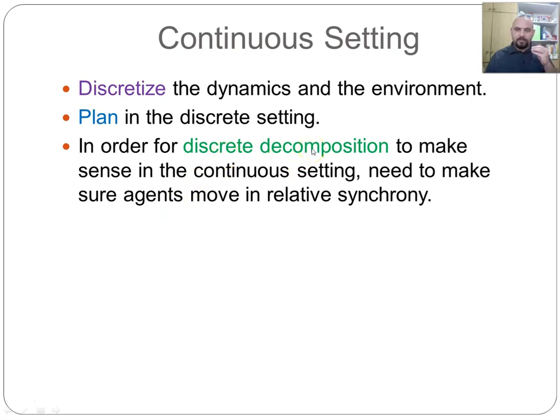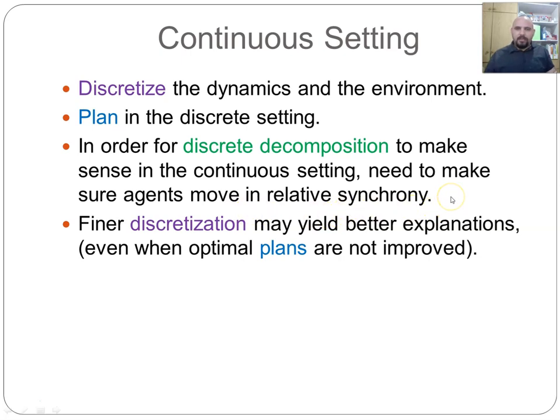that is the decomposition we obtain in a discrete setting, in order for this to make sense in the continuous setting, we need to make sure that the agents move in some synchrony, because we need that after each segment, all the agents reach exactly the end of this segment. Otherwise, the paths themselves might intersect.